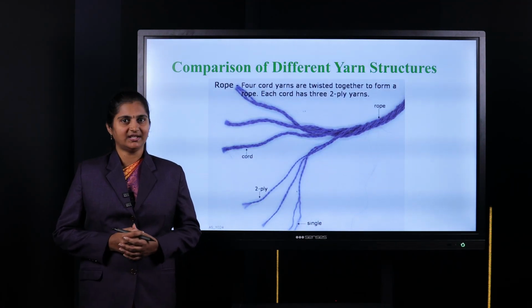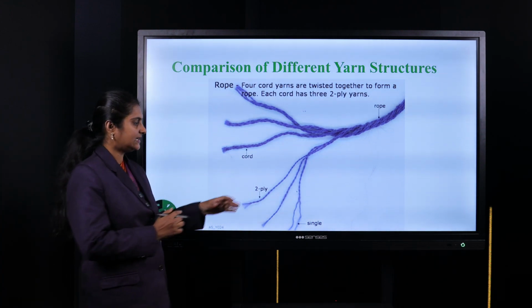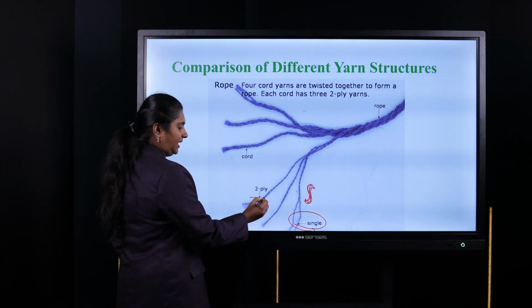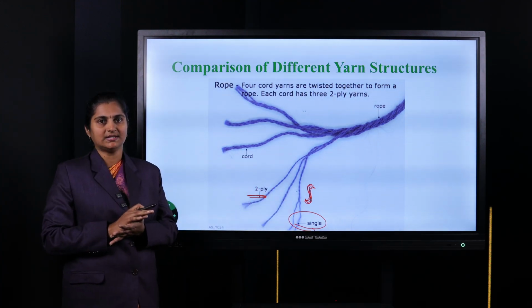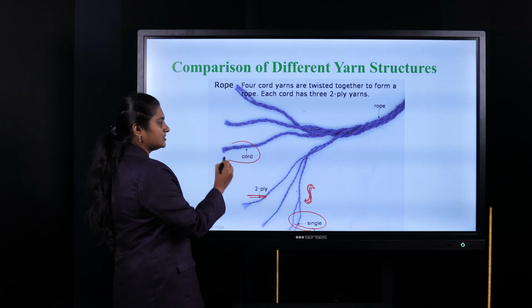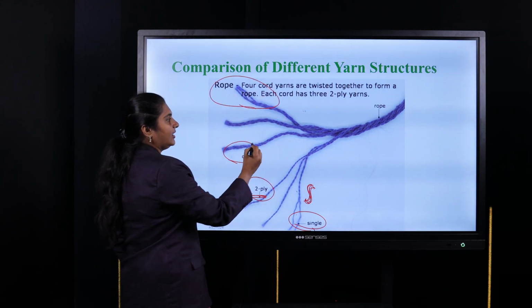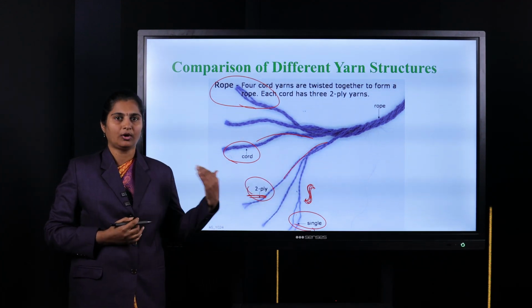Comparison of different yarn structures. To begin with, we have the basic element as single yarn. Single yarn is made by twisting various fibers together. Ply yarn is obtained when two single yarns are twisted together. Cord yarn is obtained when ply yarns are twisted together, and we have rope yarn wherein you can see that cord yarns and ply yarns are twisted to form a rope yarn.